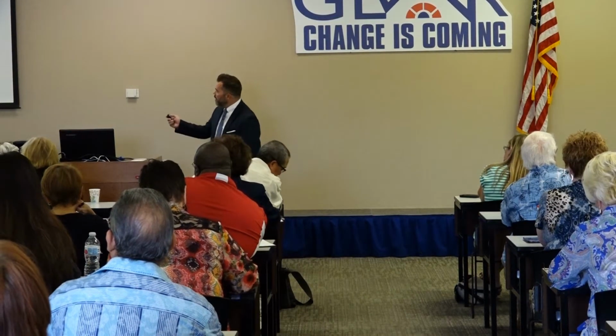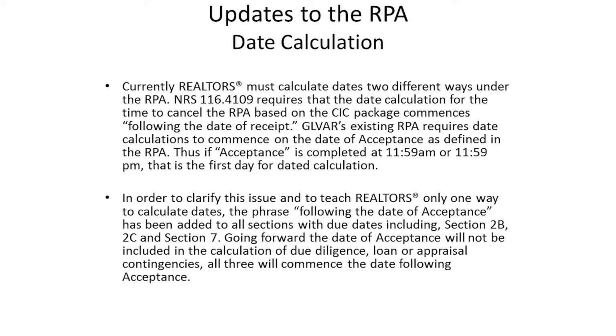So the first thing we're going to talk about in the RPA is the concept of date calculation. This is mostly for your contingencies. As it is today, and it will be until October 1st, acceptance is defined as the date that the parties get all the documents and they receive them, okay? So currently, you have two different ways that you have to calculate dates. You have that way, and then you have the way for the CIC package that starts to count the day after the CIC package is accepted.